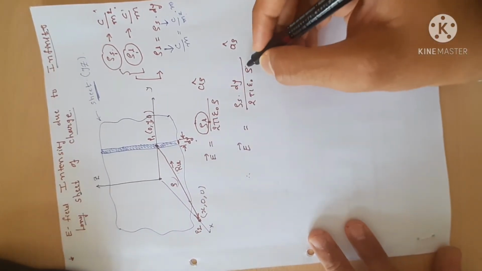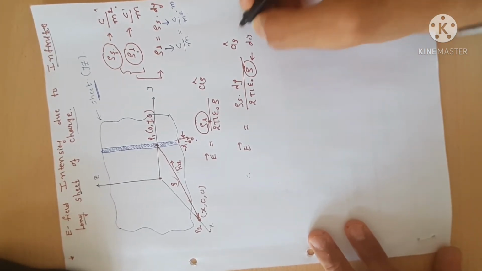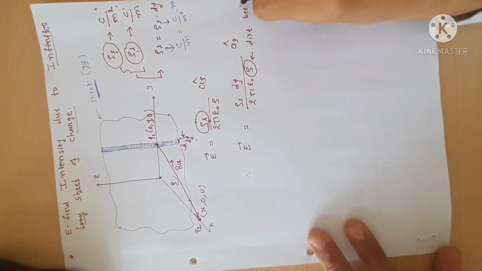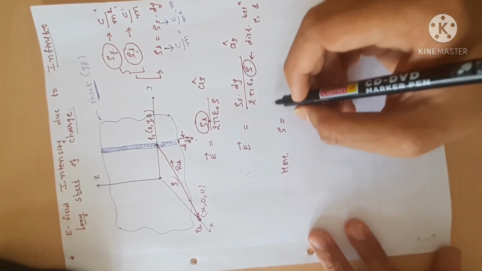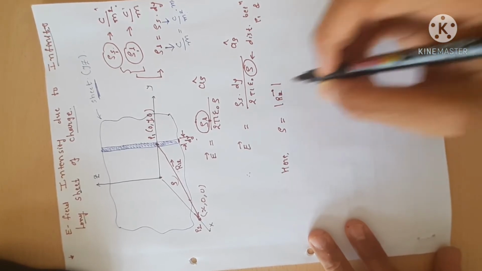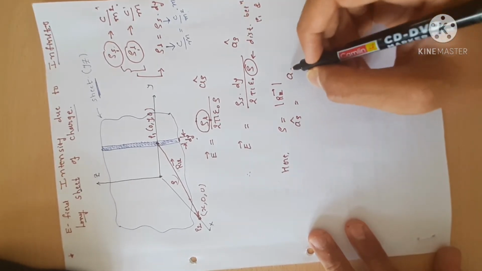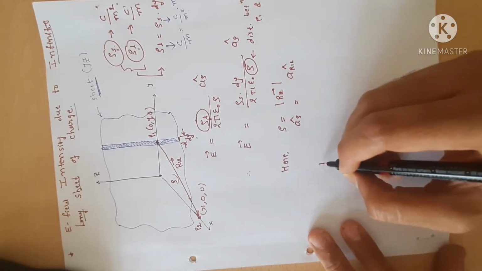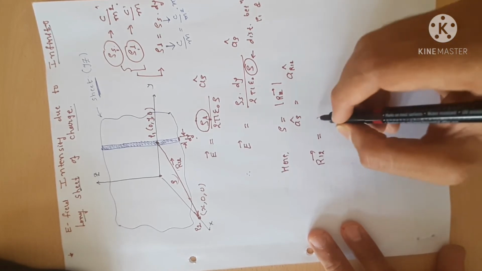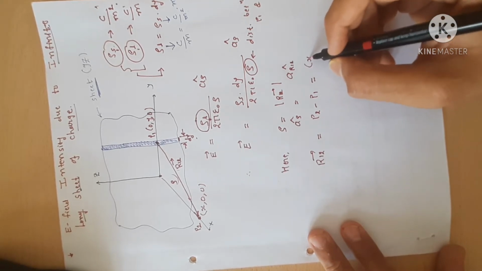Is it clear? Okay, so this rho is a distance between 2 points. This rho is nothing but the distance between point P1 and P2. So here we can write rho is nothing but mode of R12 vector. And what is arrow? This arrow is the unit vector of R12 vector. So let us find R12 vector. R12 vector is equal to point P2 coordinate minus point P1 coordinate.